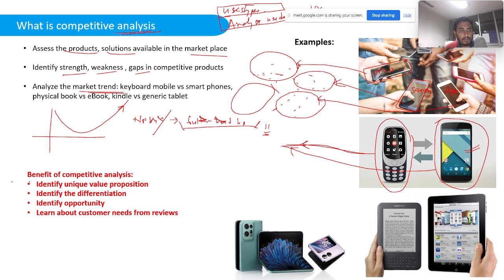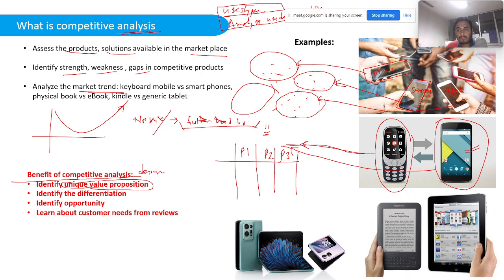Now the benefit of competitive analysis for a designer is that we can identify unique value proposition. Okay, now what do you mean by unique value proposition? So unique value proposition means whatever features and benefits the competitive products provide. So when you compare various competitive products, for example, product 1, product 2, product 3.